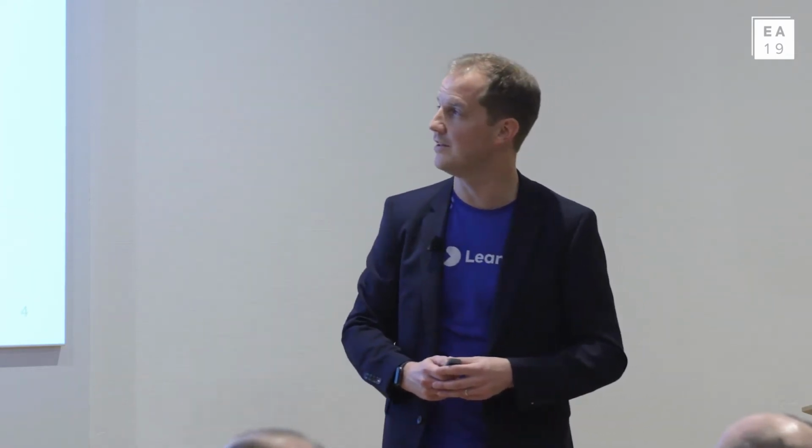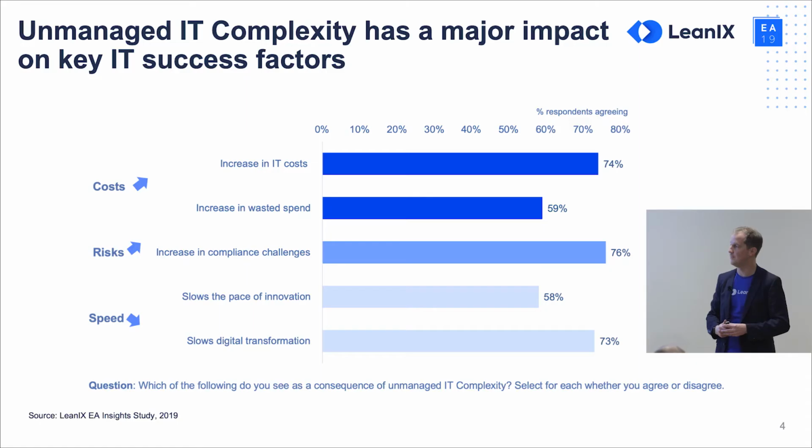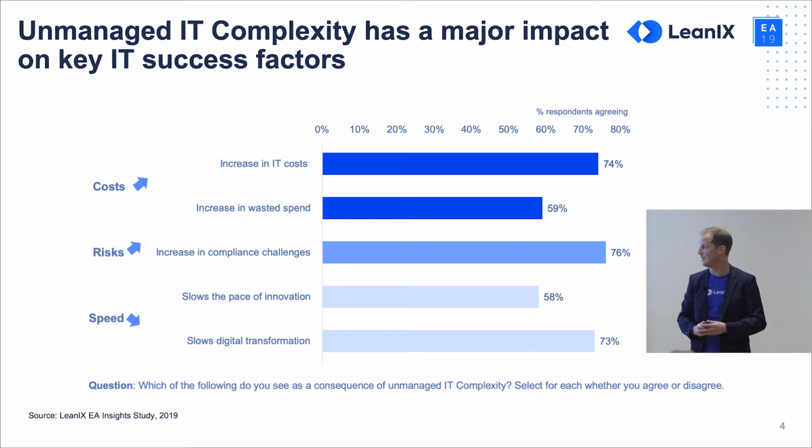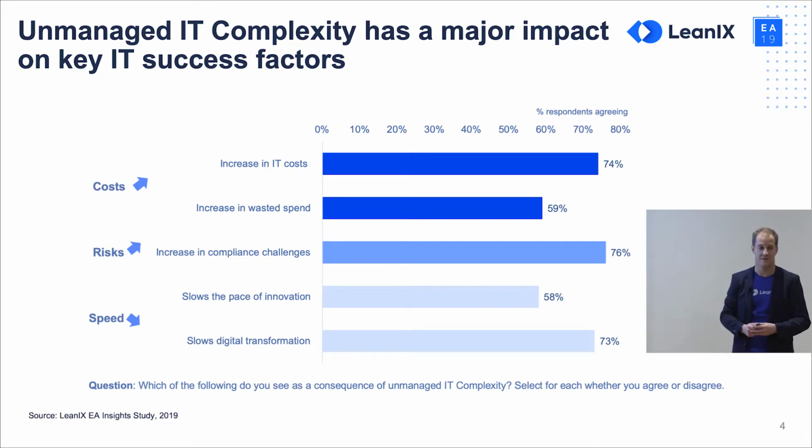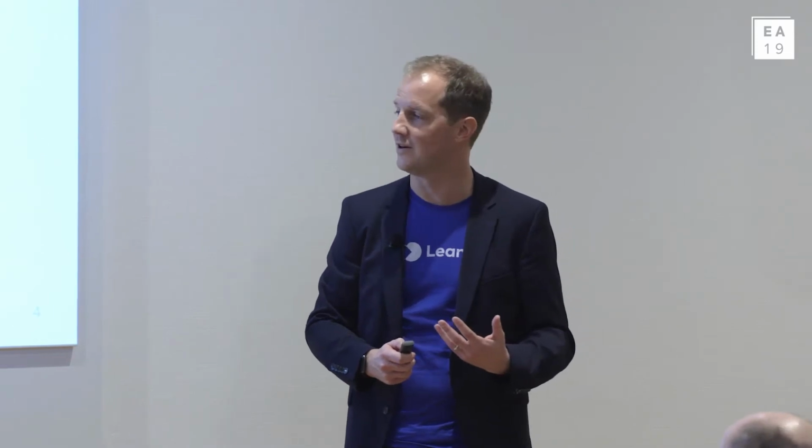So if you look further, what does it mean if you don't manage that IT complexity? What kind of impact does it have? Basically, it pays into an increase in IT cost. It increases your compliance challenges and technology risks, and it slows down your process of digital transformation, as you can see here from that study. So I think the motivation is quite clear why we should do something like application rationalization and application portfolio management.